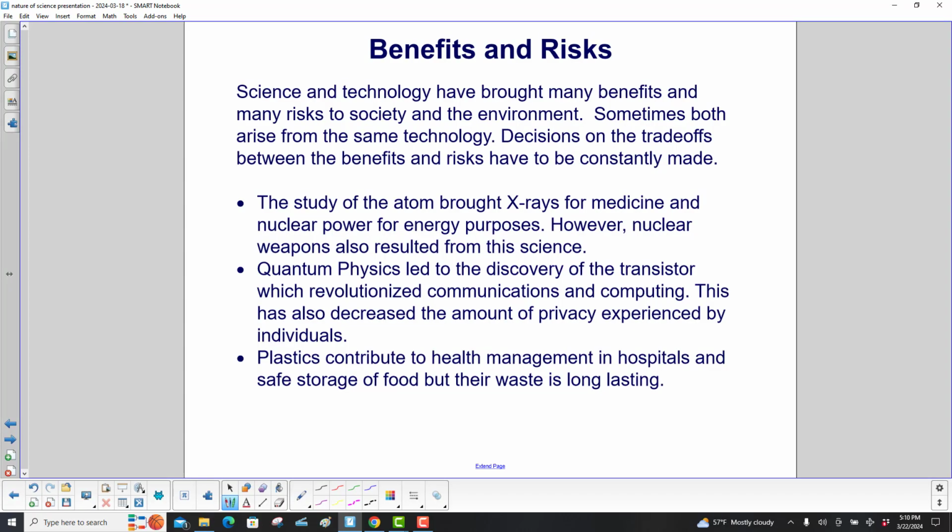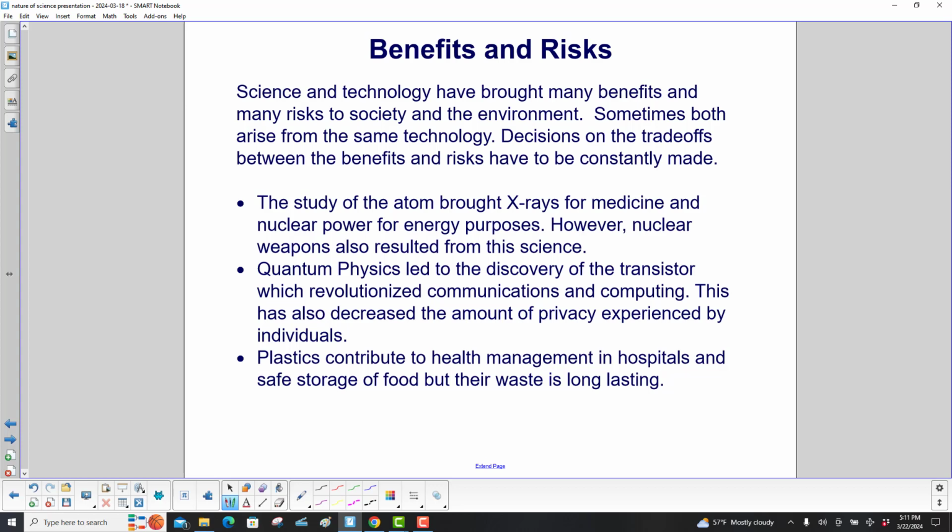Science and technology have brought many benefits and many risks to society and the environment. Sometimes both arise from the same technology. Decisions on the trade-offs between the benefits and risks have to be constantly made. For example, the study of the atom brought X-rays for medicine and nuclear power for energy purposes. However, nuclear weapons also resulted from this science.